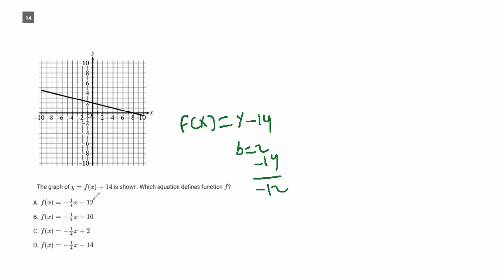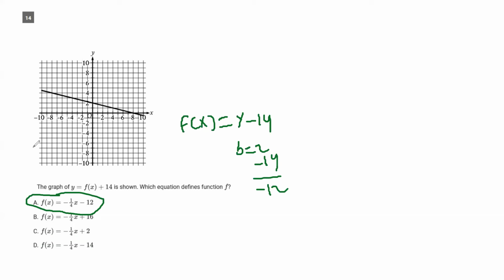That could be a waste of time because if you look at the answer choices, they're all negative 1/4. So you look at the answer choices and it tells you what you should focus on, right? You don't need to focus on the slopes. And you get this one, negative 1/4 x minus 12.